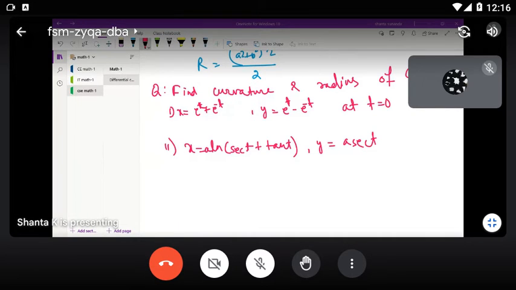First one, 1 by 2. Ma'am, curvature is equal to 1 by 2 and radius of curvature... dx by dt becomes 0 at t equals 0. Okay, that's right. Curvature is 1 by 2, you said? Yes, ma'am. And radius of curvature is 2. Can you do the next one? Yes, ma'am.